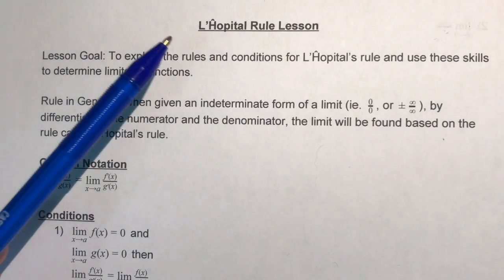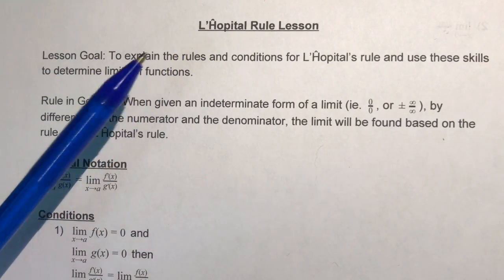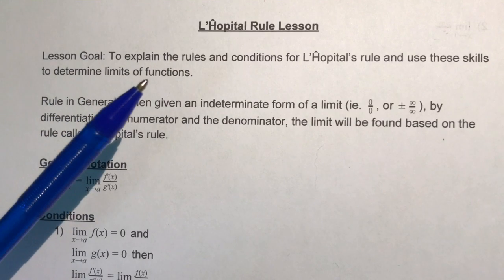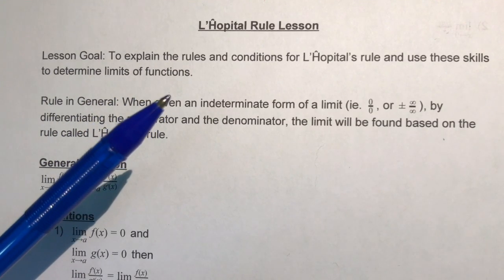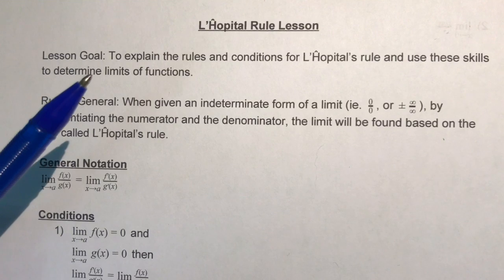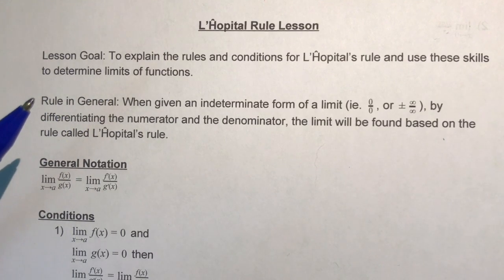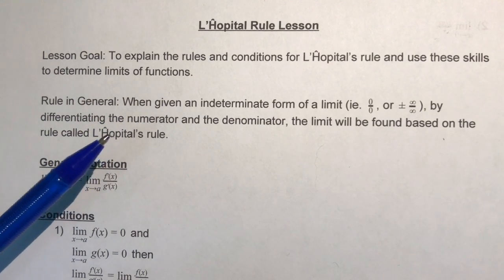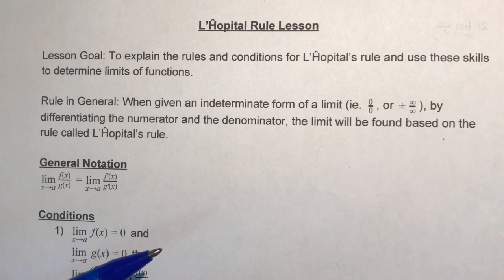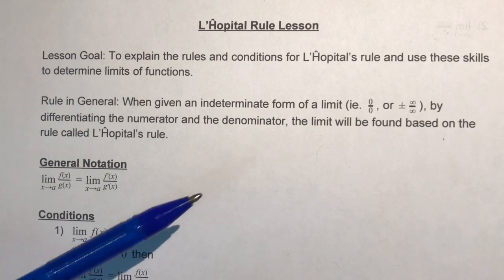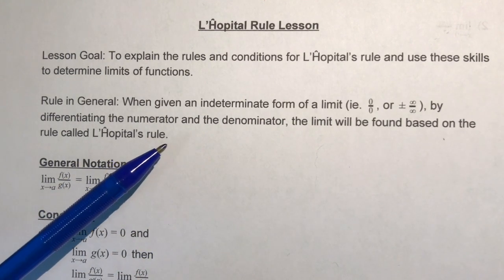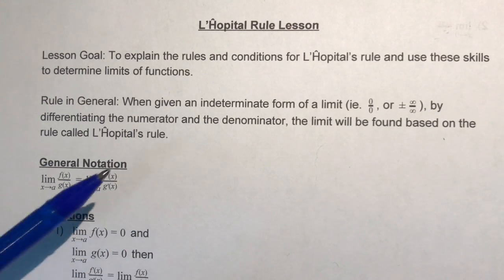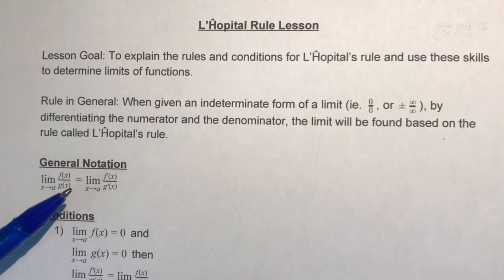This lesson is on L'Hopital's rule, and the lesson goal is to explain the rules and conditions for L'Hopital's rule and use these skills to determine limits of a function. So the rule in simple terms is that when given an indeterminate form of a limit, so it is 0 over 0 or positive negative infinity over infinity, by differentiating the numerator and the denominator, the limit will be found based on the rule called L'Hopital's rule.